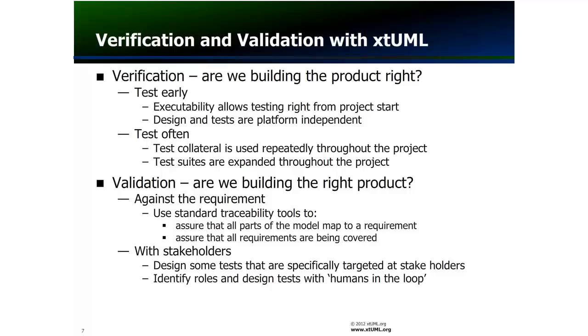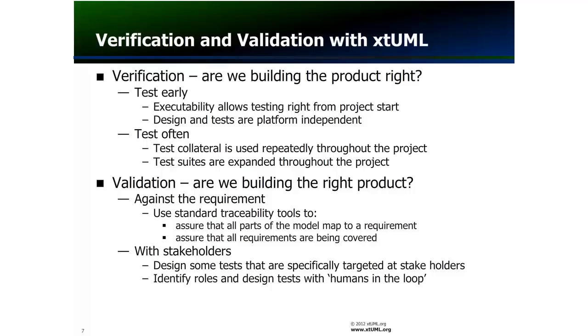xtUML advocates a test-often policy. The test collateral is reused repeatedly throughout the life of the project to assure that no functionality suffers regression. The test suites are automated so that they can be run daily and against each individual change set. Test suites are expanded throughout the project as more requirements are covered and as we move closer to platform-dependent target language and target hardware.